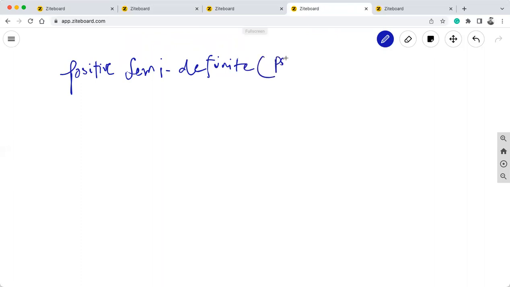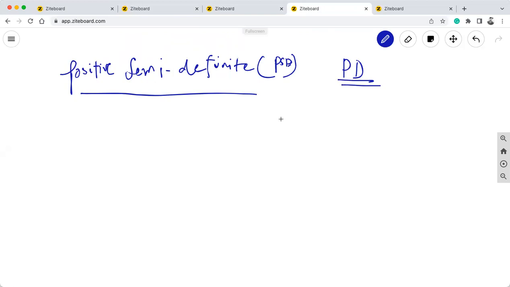So this is one of the most important matrices, which is known as the positive semi-definite. Sometimes we'll come across definite. So here it is positive semi-definite. PSD matrices. And the positive definite are called PD matrices, positive definite.